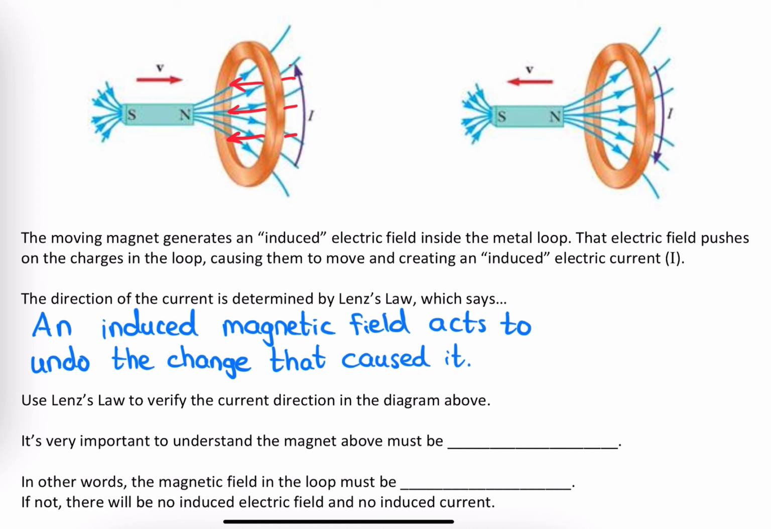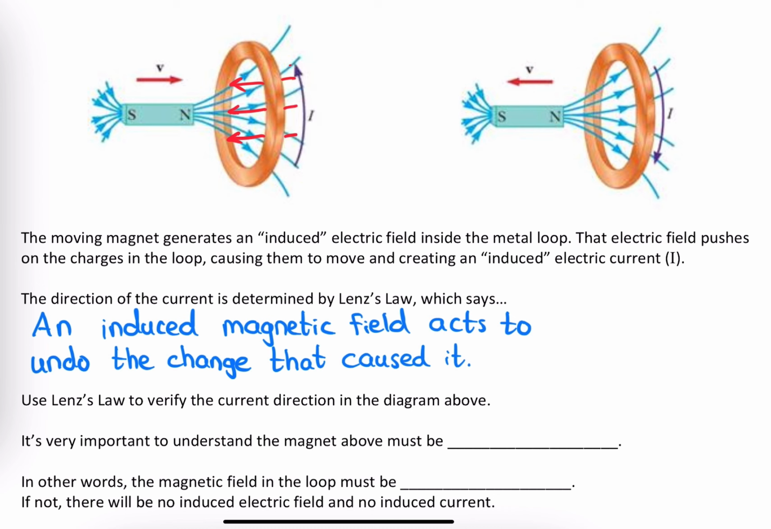So how can the loop do that? Well, if it runs current around itself in this direction here, then we can use our first right-hand rule. Put our thumb in the direction of that current, I, and then loop our fingers around that portion of the loop. We'll see that our fingers are pointing to the left as they go inside the loop.